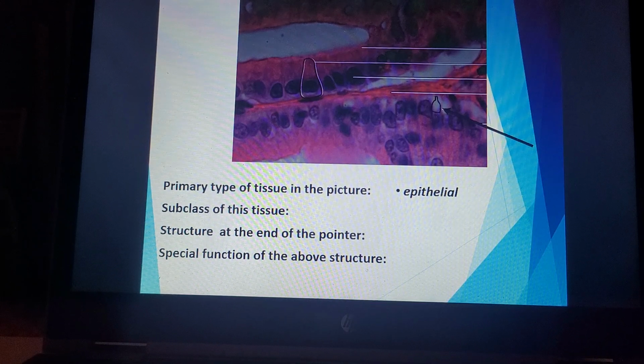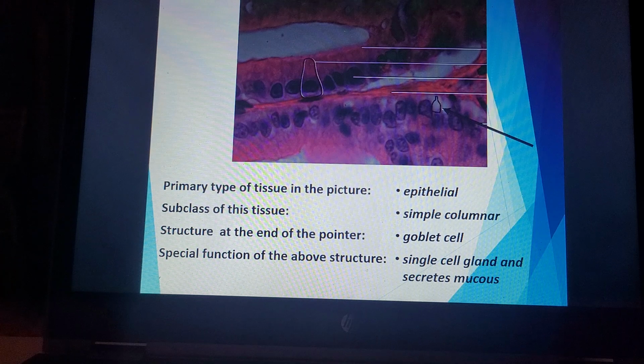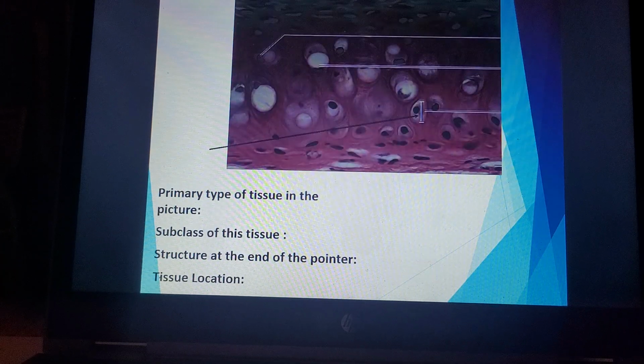Next, primary tissue type. Epithelial. Subclass. Simple columnar. Structure at the end of the pointer. Goblet cells. What's the special function of that structure? Single cell gland and secretes mucus.